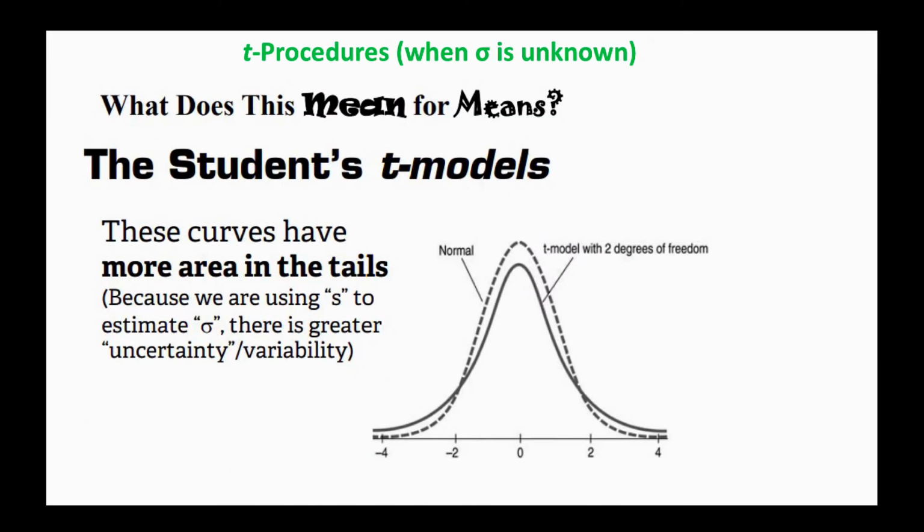Since T is the one we're going to focus our time on, what is T? Why is it called T? Well, T procedures. When the standard deviation of the population is unknown, real life. What does this mean for means? The student's T model. It's called the student's T model. And you notice student is capitalized. It's not because it's talking about you guys, students. It's the guy's actual name who discovered this and developed this. His actual last name was student. So that's why it's students. It's named after him.